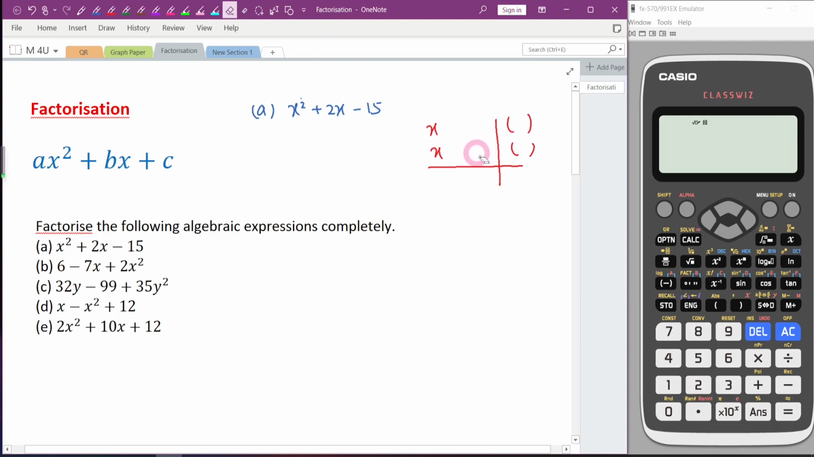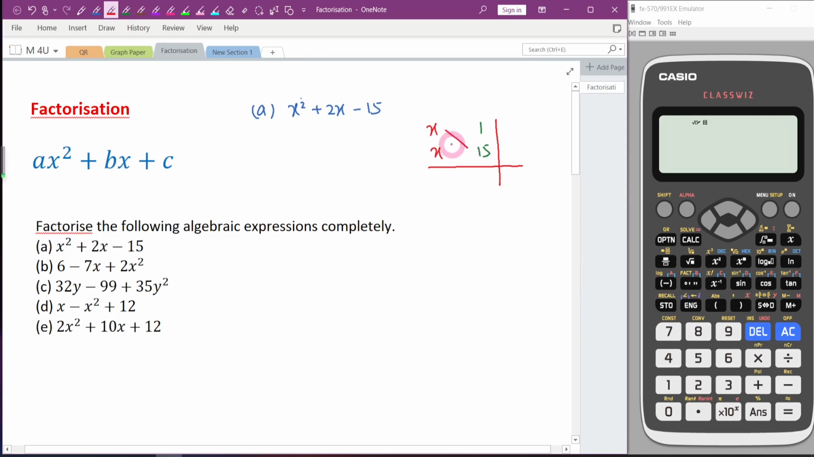The product of these 2 terms must be equal to negative 15. So normally I would just ignore the sign first. Just think about 15. In order to get 15, you can use 1 and 15, or 3 and 5, right? Let me use 1 and 15 first. If I use 1 and 15, what will happen?